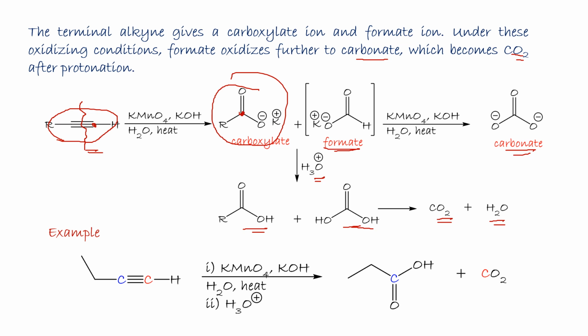If we have 1-butyne, 1, 2, 3, 4, so 1-butyne under the condition potassium permanganate, potassium hydroxide, water and heat, followed by acidification, then will be 1, 2, 3 carbon-containing carboxylic acid, propanoic acid, 1, 2, 3, propanoic acid, and this part will be CO2.